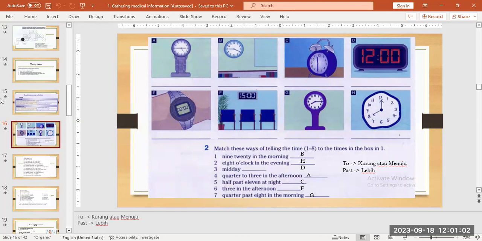You can say A15. No. Just say A15, or quarter past 8.